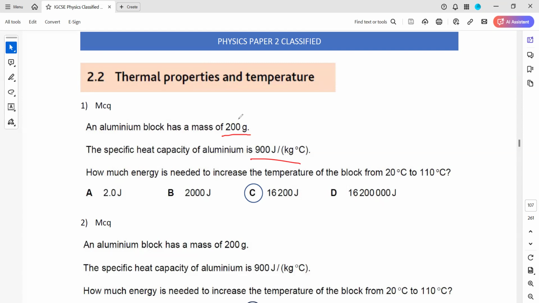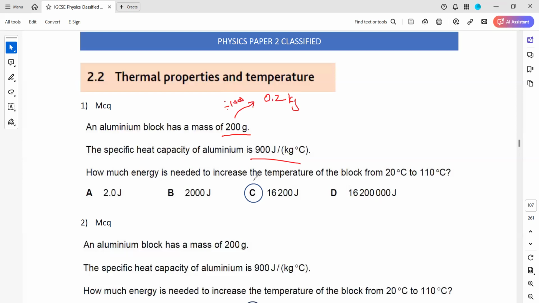So we have to convert into kg, because if the specific heat was joule per gram degree centigrade, then we'd use the mass in gram, but it's joules per kilogram. So the mass must be in kg. To convert the gram into kilogram, we divide by 1000. So that will become 0.2 kg.